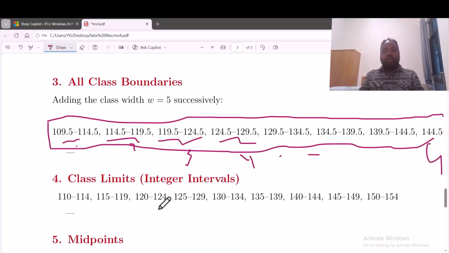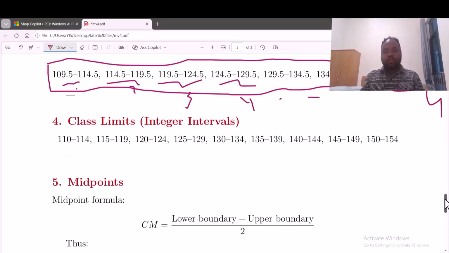What is left is the class limits. Class limits are based on a unit of measurement, meaning there is a gap from class to class. That gap is u, which is 1. For example, 115 minus 114 is 1. So this is a gap. Class intervals with a gap are class limits; if there is no gap, they are class boundaries.